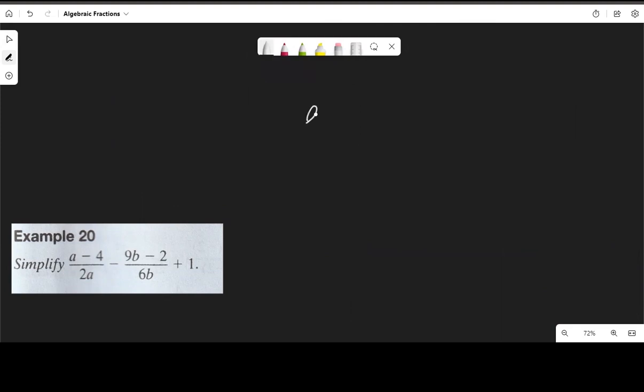Example 20 says (a minus 4) over 2a minus (9b minus 2) over 6b plus 1. Okay, how do we solve a question like this? Again, we have different denominators here, 2a, 6b, and 1. So let's assume there's no a and b. The LCM of 2 and 6 is 6. Then when we put a and b into consideration, the LCM of 2a and 6b will be 6ab.